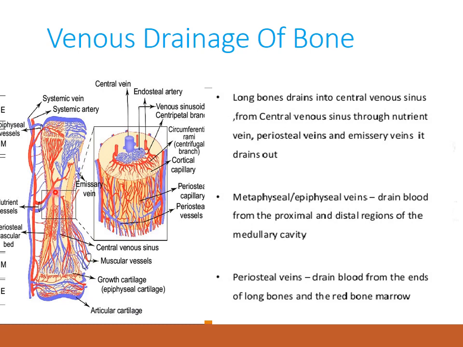So these accompanying veins are responsible for draining the venous blood in reverse order. The arteries carry the blood towards and inside the bone, but the veins drain the blood in reverse, from the inner part to the outside of the bone.